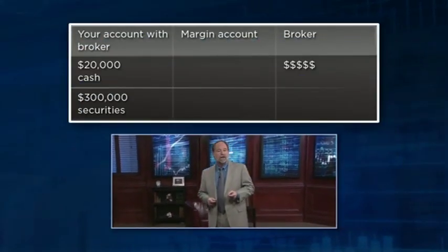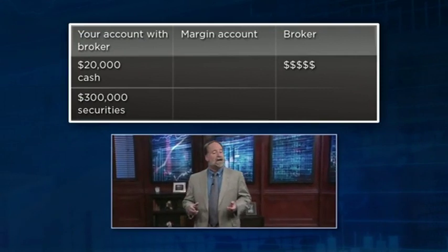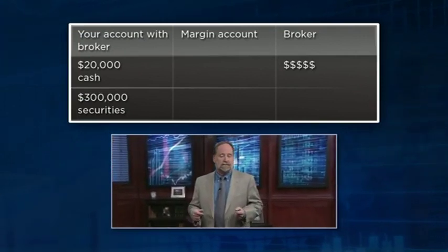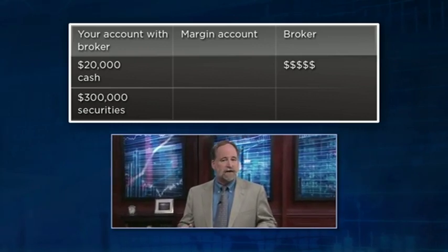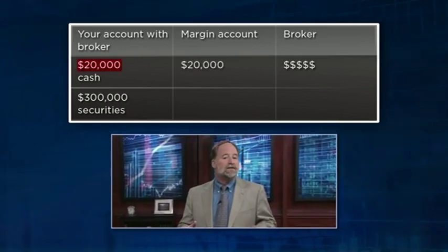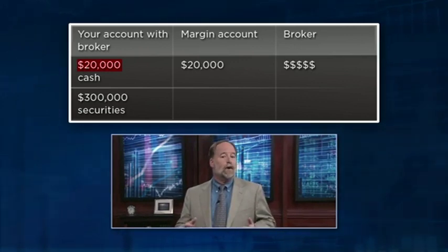Let's work through an example. Let's say you have an account at a broker that has $20,000 in cash and $300,000 in securities. If you short 1,000 shares at $20 per share, then they will put $20,000 in cash into your margin account. This is so that if the price rises, you have no incentive to default and not return the shares.